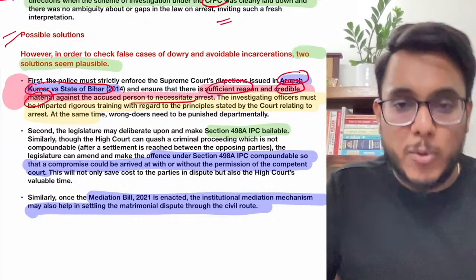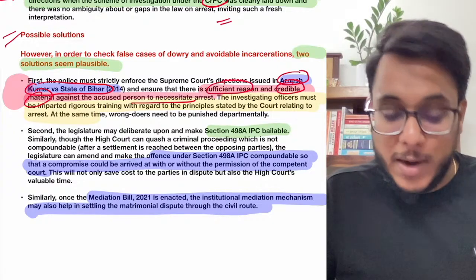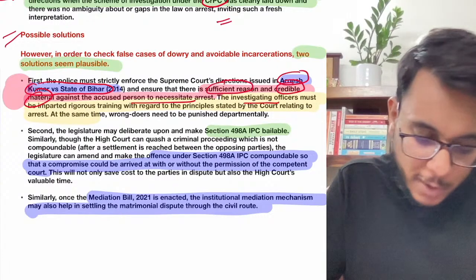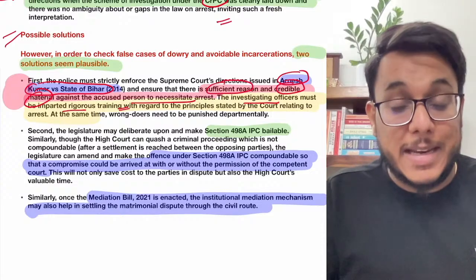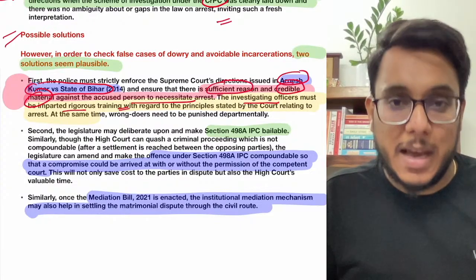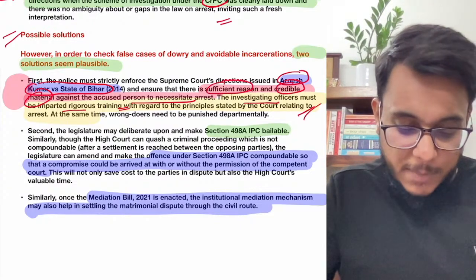Moreover, in the Arnesh Kumar judgment, it was also provided by the Supreme Court that the investigating officers must be imparted training on in what cases they are going to make an arrest. Fine, this is something that has been provided.